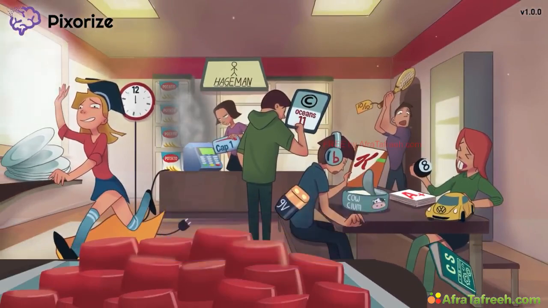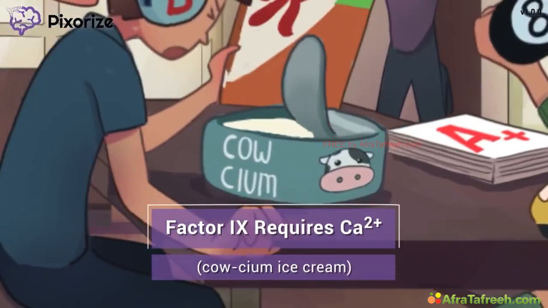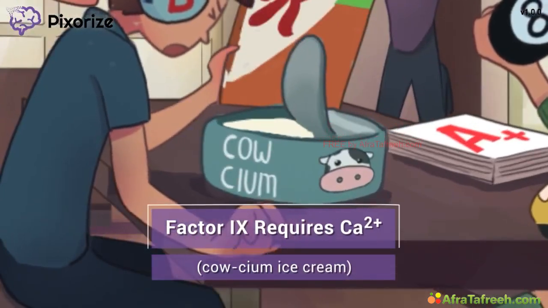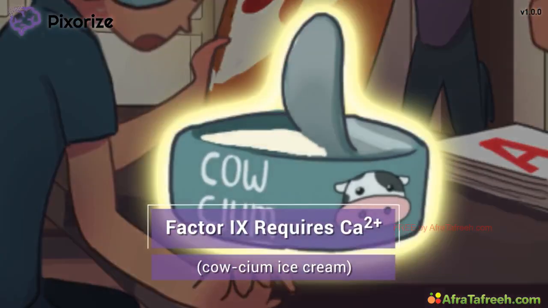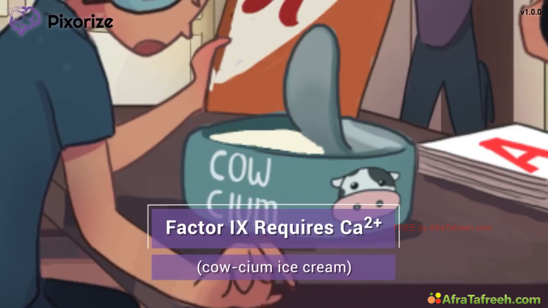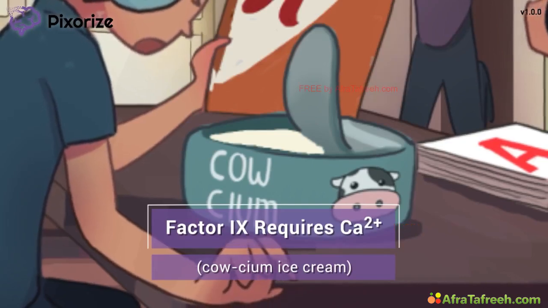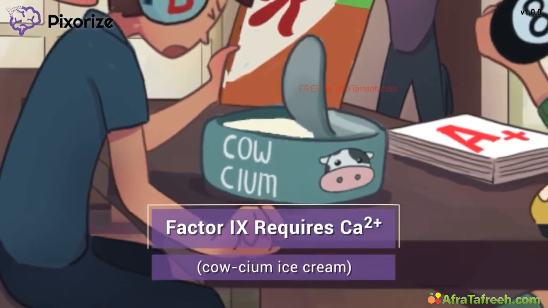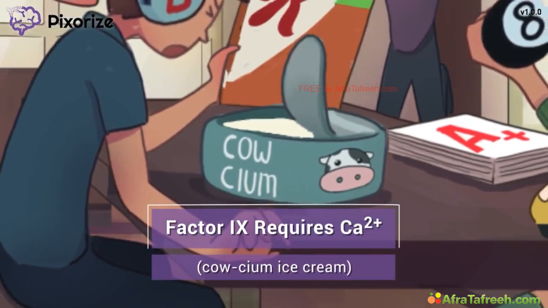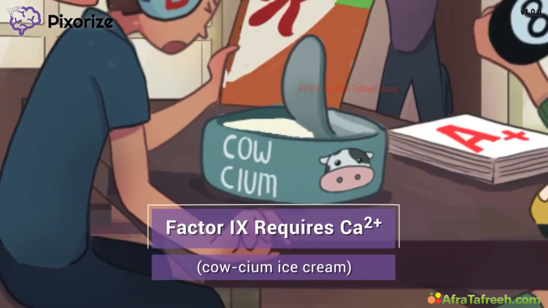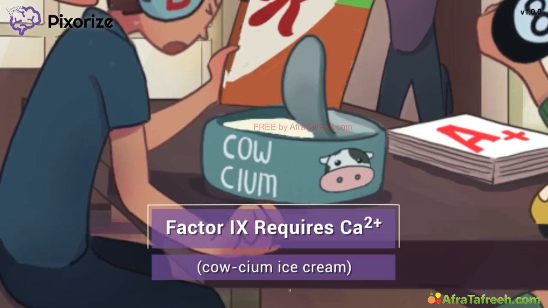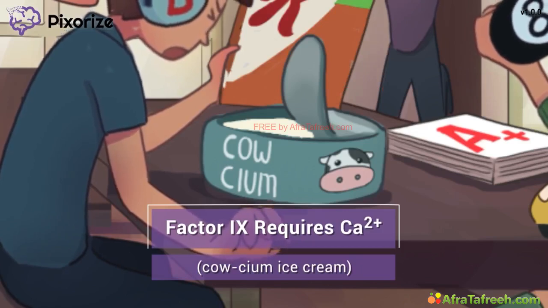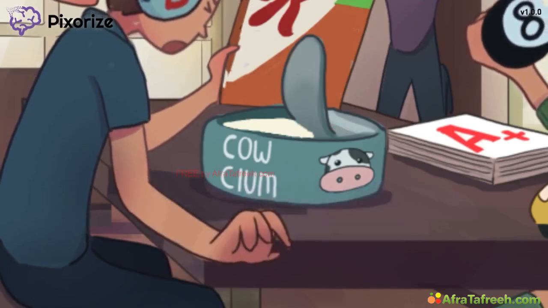Let's cover these next. Take a look at the ice cream our poor guy was eating when he happened to get elbowed in the head. With a cow on the label, you bet that this is the world-famous calcium ice cream, which also happens to be our recurring symbol for calcium. And obviously, this is here to help you remember that factor 9 requires calcium ions for its activation. While the details are complicated, the binding of calcium catalyzes the conformation needed to cleave and activate factor 9.